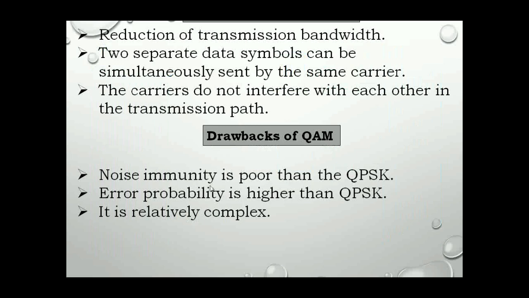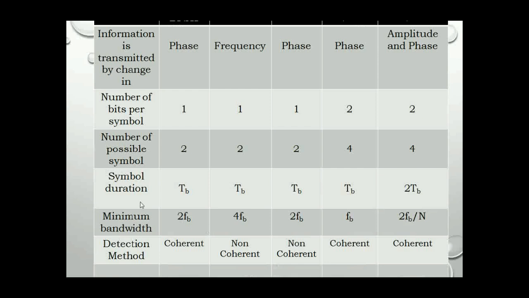So QAM signals have various advantages, such as a reduction of transmission bandwidth, and two separate data symbols can be simultaneously sent by the same carrier using QAM. The carriers do not interfere with each other in the transmission path in QAM. Whereas the disadvantages of QAM are that noise immunity is poorer than QPSK, the error probability is higher than QPSK, and it is relatively complex. So the table shows the comparison of all the 5 modulation techniques that we discussed so far.